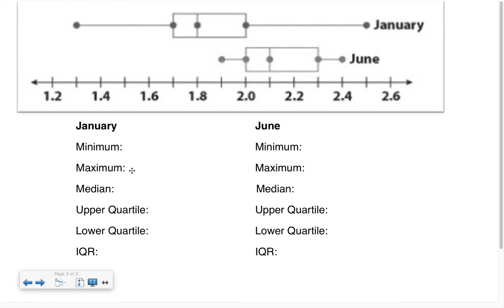Looking at these two box plots, you can have more than one box plot on the same plot. So we have January and June. This could be inches of precipitation. Now our minimum, if we're looking at January, we saw was all the way to the left. So we go all the way to the left, look down, it's between 1.2 and 1.4. So our minimum for January is going to be 1.3. The maximum for January, here's our maximum. We look at 2.4, 2.6, it's right in between. So our maximum is going to be 2.5.